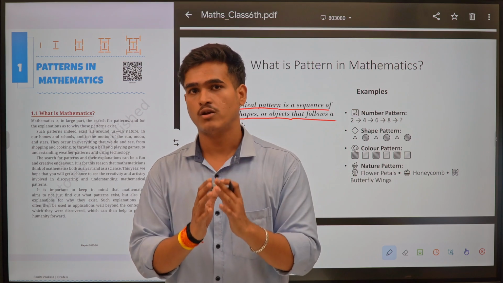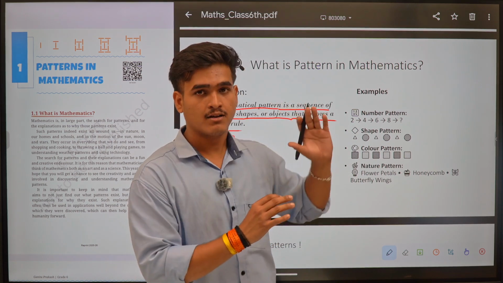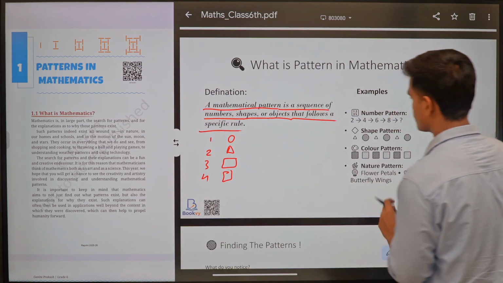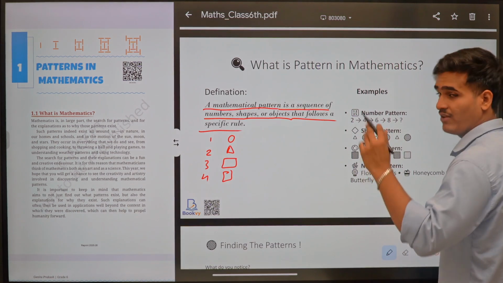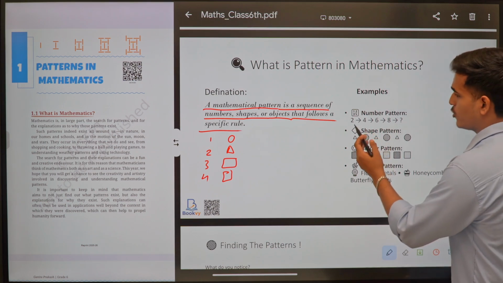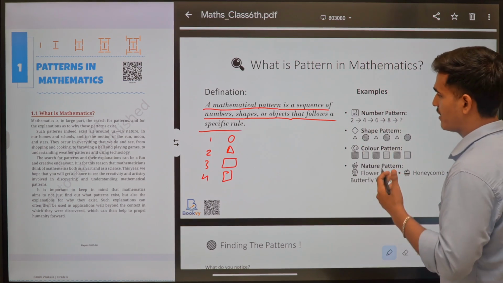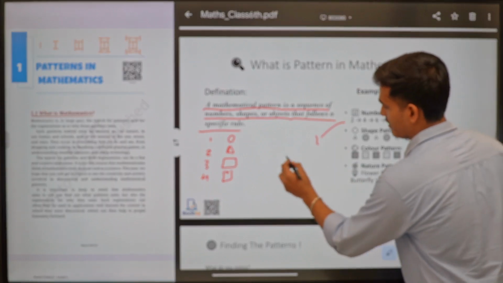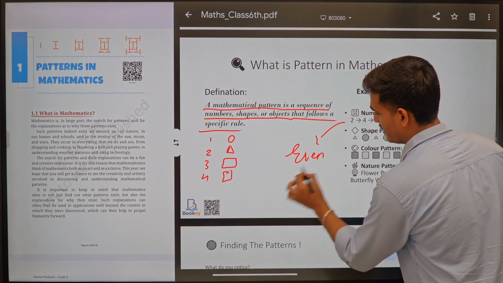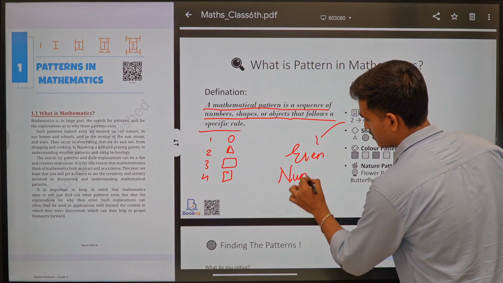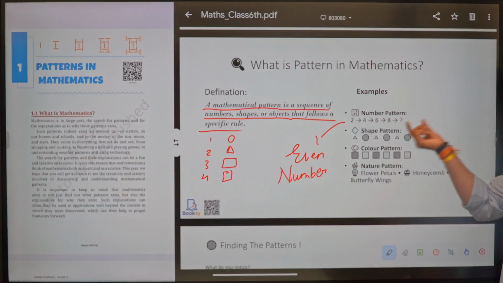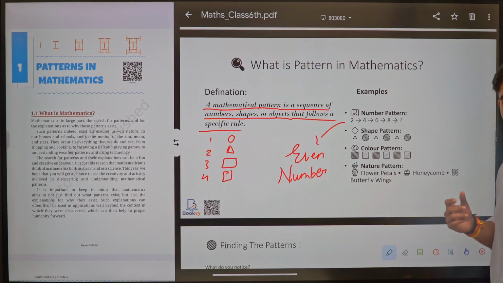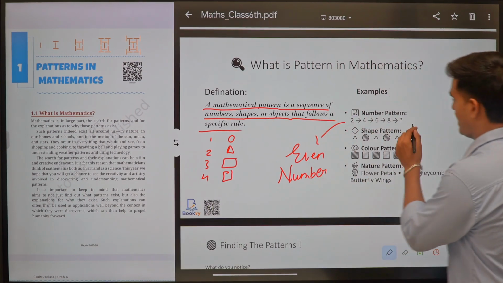Now what is the rule that defines the pattern? For example, we have previously discussed a number pattern like 2, 4, 6, 8. We already know this is an even number pattern, right? This is the even number pattern we are following. And what number will come after 8? Obviously, 10.